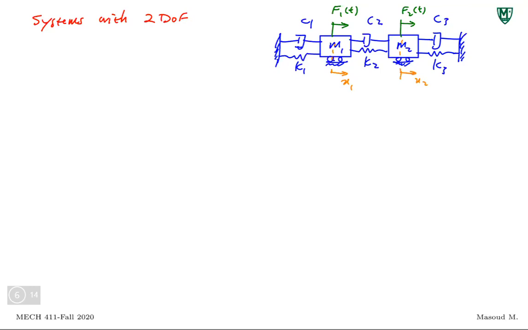X1 and x2. Right, we already know it's 2 degrees of freedom. We need 2 independent variables. I'll call the motion of M1 x1, the motion of M2 x2.